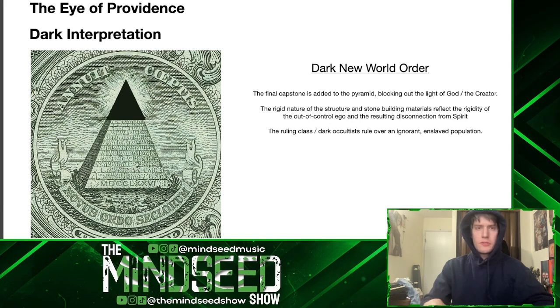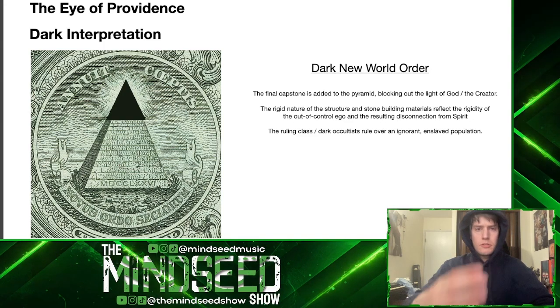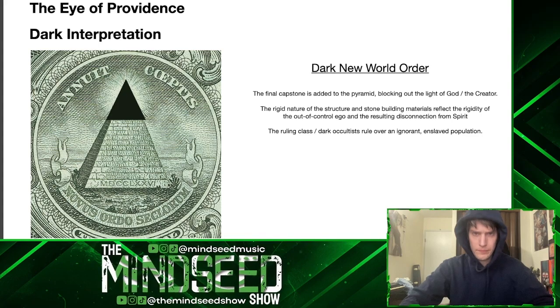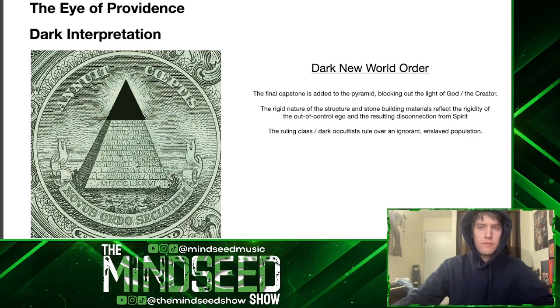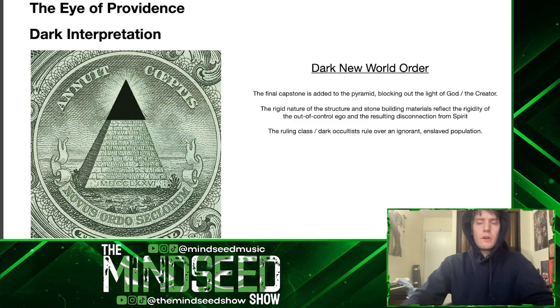So moving into the dark interpretation of the Eye of Providence, and talking about the dark New World Order. If the final capstone was actually added to this pyramid, it would end up blocking out the light of God, the light of the Creator, so on and so forth. And you can see that I have added the capstone here, so you can see the result that that would have. The rigid nature of the structure and stone building materials reflect the rigidity of the out-of-control ego and the resulting disconnection from spirit. So a super important concept there.